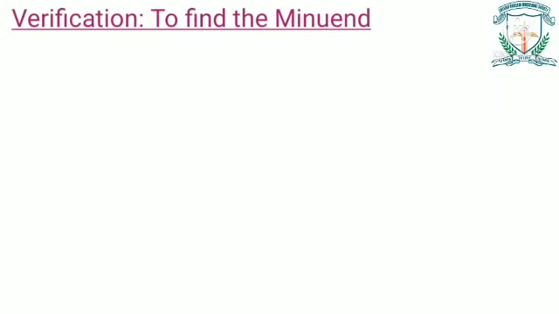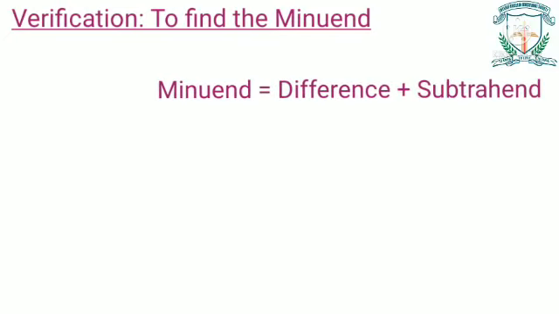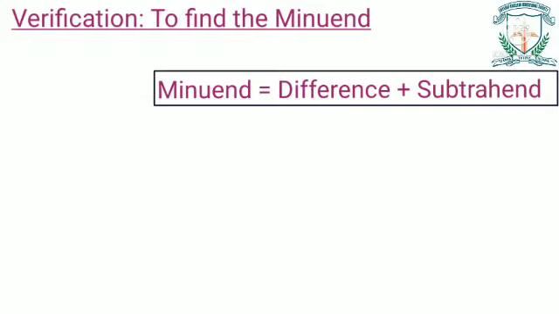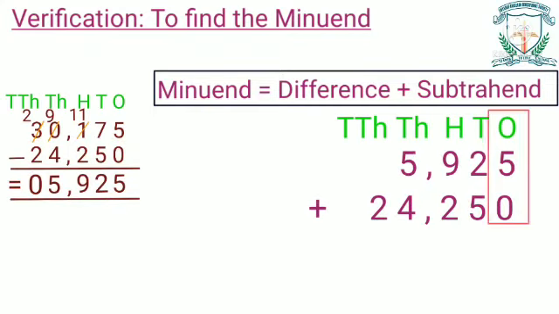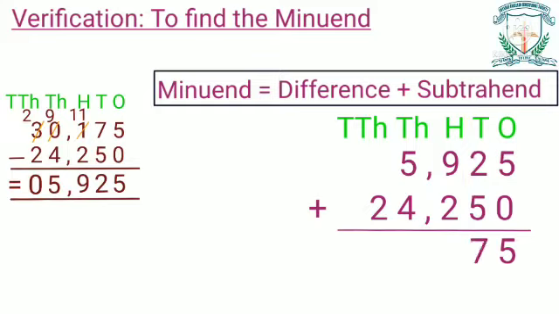To find the minuend, we use minuend is equal to difference plus subtrahend. We add difference to subtrahend to get minuend. That is 5,925 plus 24,250. Let us arrange these numbers in a place value chart and add them from one's place digits. 5 plus 0 is equal to 5. Let us add 10's place digits. 2 plus 5 is equal to 7. Write 7 in tens column.